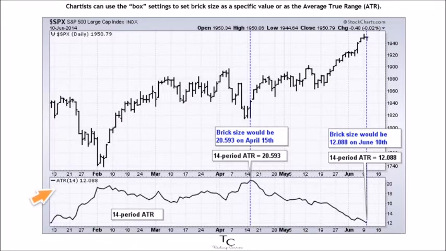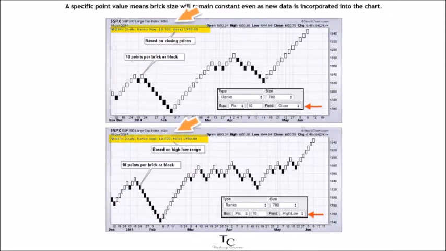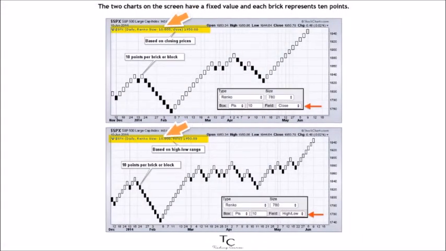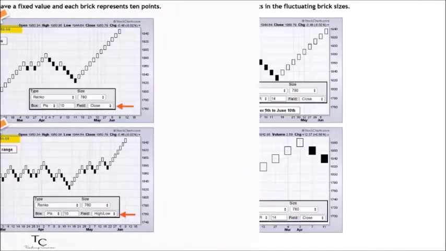Chartists can use the box settings to set brick size as a specific value or as the average true range, ATR. A specific point value means brick size will remain constant even as new data is incorporated into the chart. In other words, new price data is added every trading day and the brick size will remain constant. The two charts on the screen have a fixed value and each brick represents 10 points.